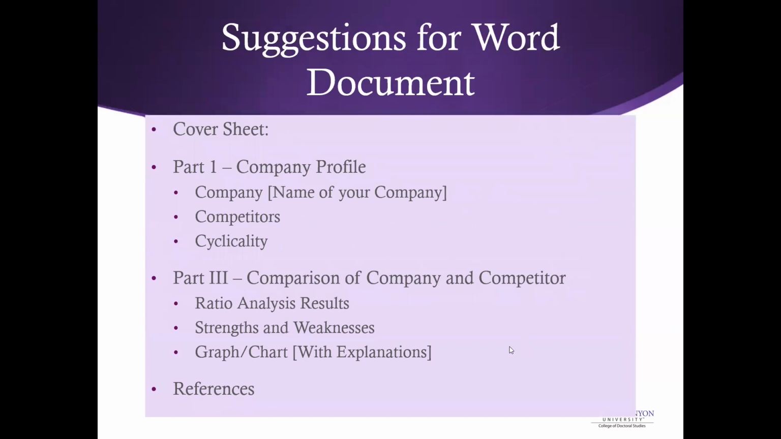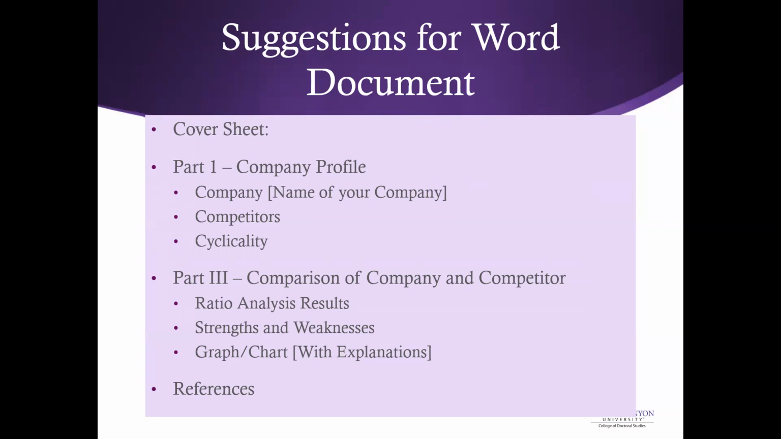Here's a suggestion for your Word document. You'll have your cover sheet. Then you can start out with part 1, company profile, and you can have 3 headers: the name of your company and tell me about your company, your competitors and tell me about your competitors, and then talk about cyclicality. Then you can skip to a new page if you want and type in part 3, comparison of company and competitor.